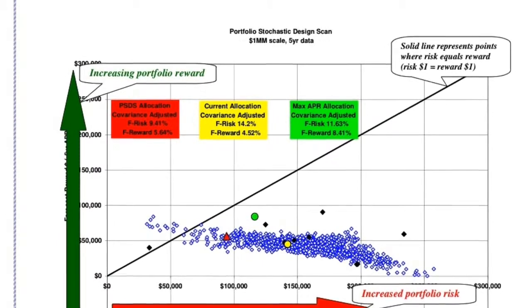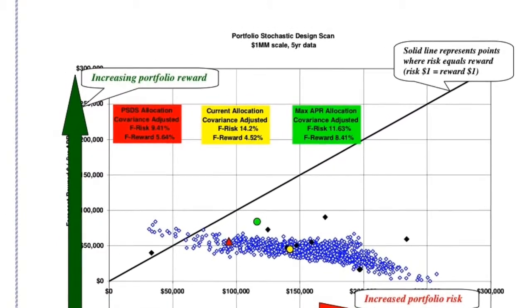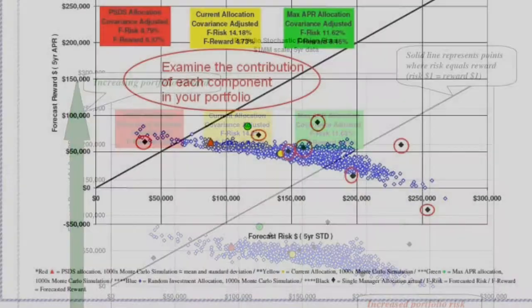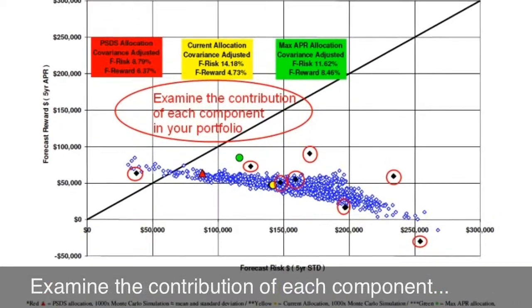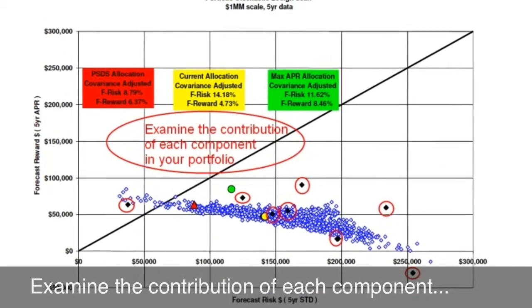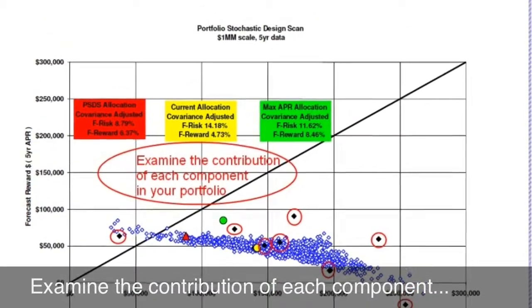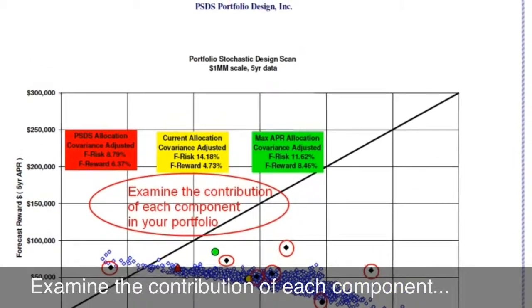The black solid 45-degree line is the point along the graph where $1 of reward has an equal amount of risk. Above the line is also desirable. Looking at the graph parts, the black diamonds are each individual investment component of your portfolio, highlighted to show its percentage return and risk. Unlike the other points on the graph, each black diamond shows the return if you had put 100% of your portfolio into that single investment.